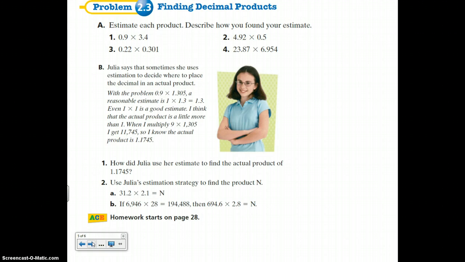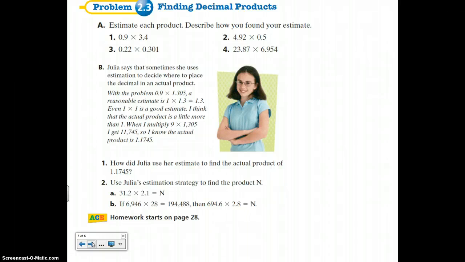You have A and B only today. Chances are, if you're a good student working hard, you will get this done and be able to get your homework done. So the first part is A, estimate each product. Describe how you found your estimate. So each one, looking at it, make an estimate and tell how you got your estimate. You can tell how you got your estimate by writing a number sentence.